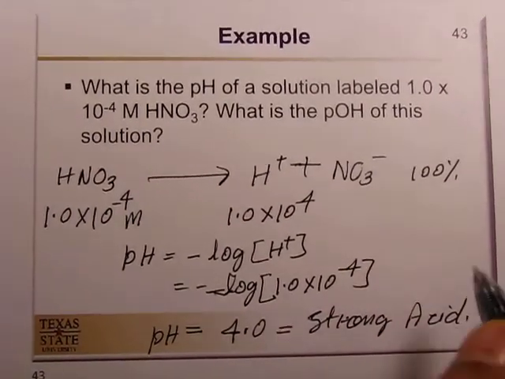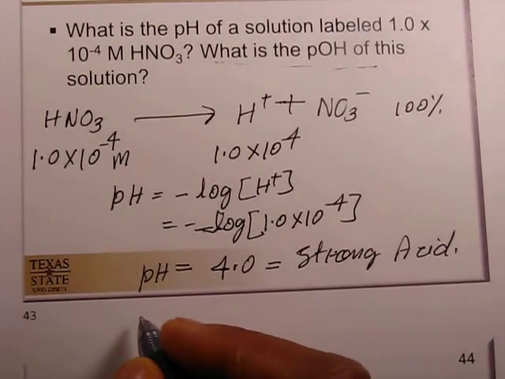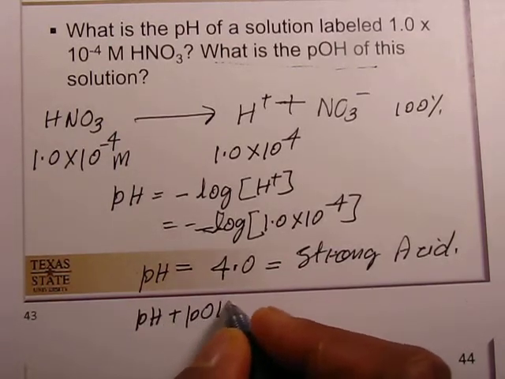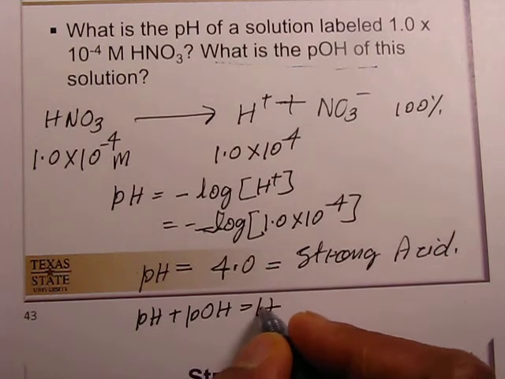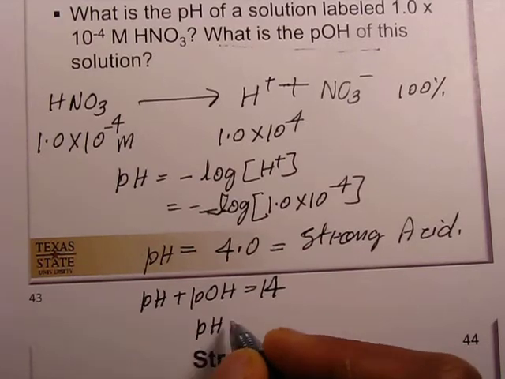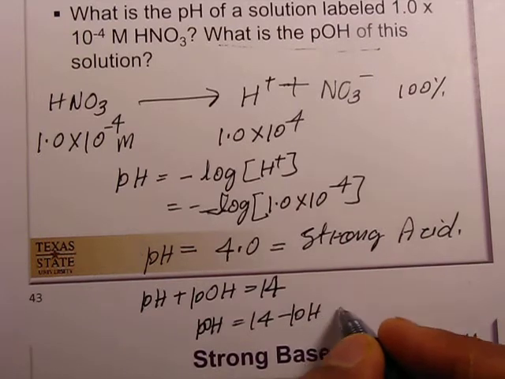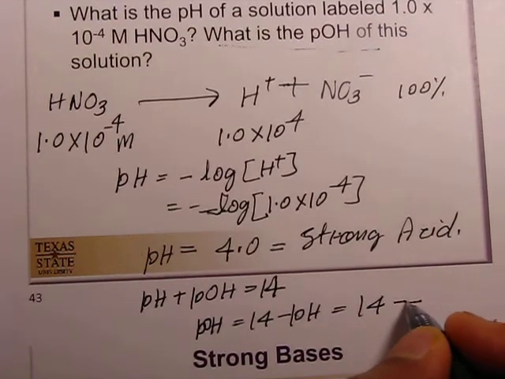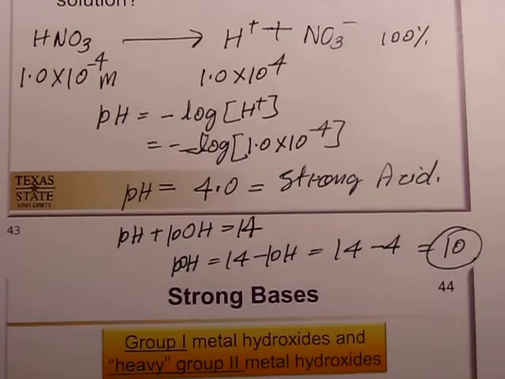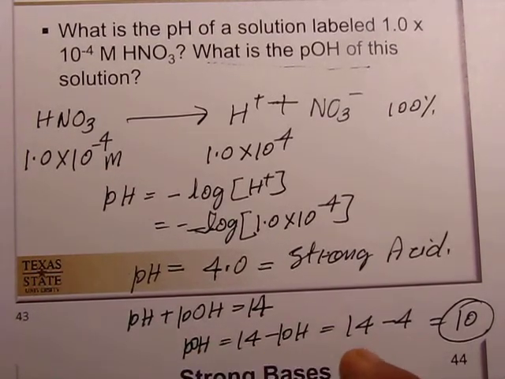And now they are asking what is the pOH for this solution. For the pOH we can use this equation, pH plus pOH is equal to 14, so pOH will be equal to 14 minus pH, which is 14 minus 4 equal to 10. So this is the way we can calculate the pH for a strong acid.